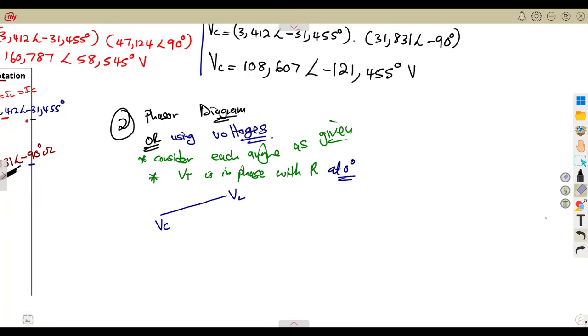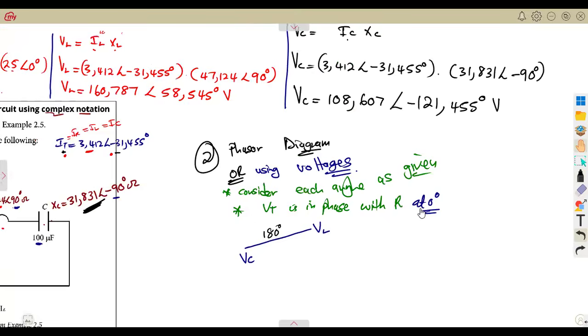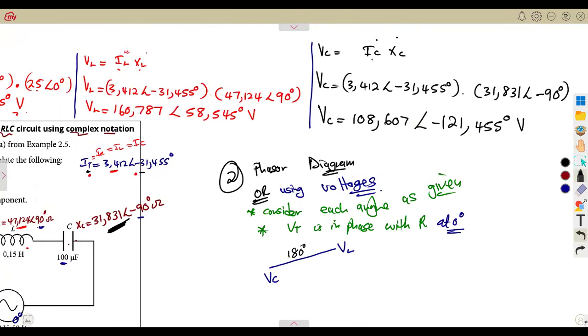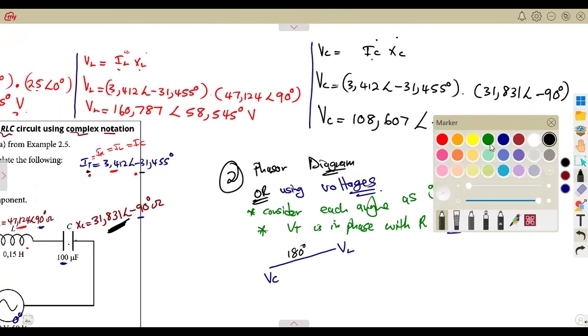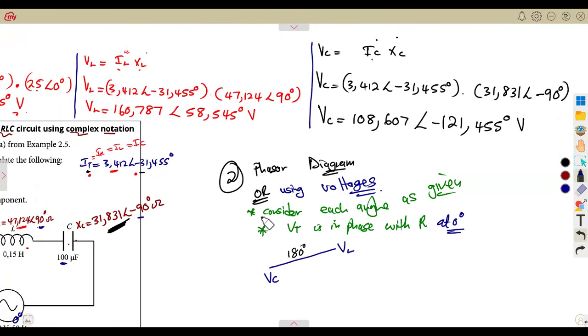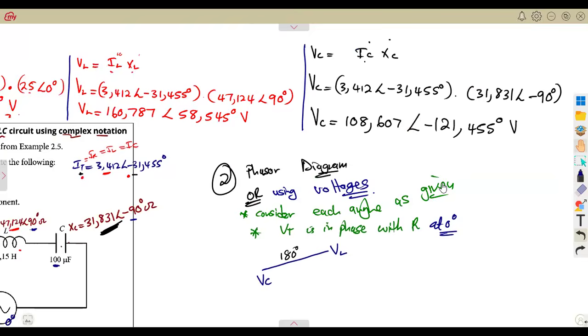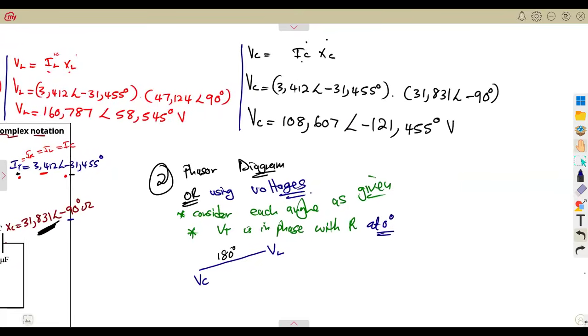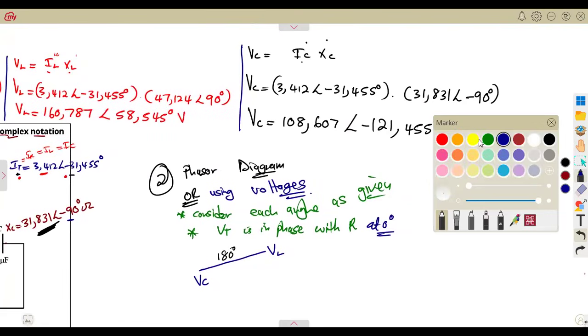So thus, in this case, this is a straight line, 180 degrees, forming a straight line. So you must test that before any presentation. If you're using voltages, test that you're getting 180 degrees. So according to our question, we are going to test VL. I'm going to test our angles.